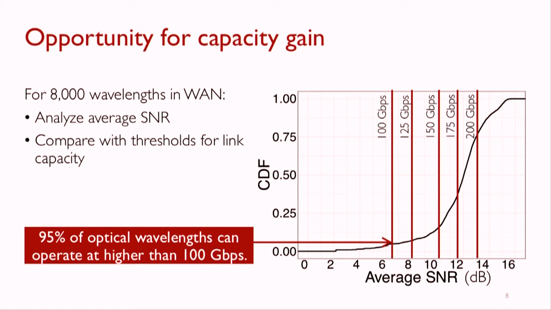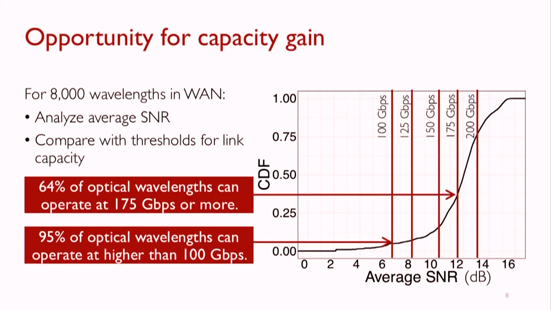More importantly, though, these thresholds represent how much minimum SNR I need to drive these links at higher capacities. And this is the striking fact here, which is 64% of these wavelengths can operate at 175 gigs or higher, but we've only been using them for a conservative 100 gigs.